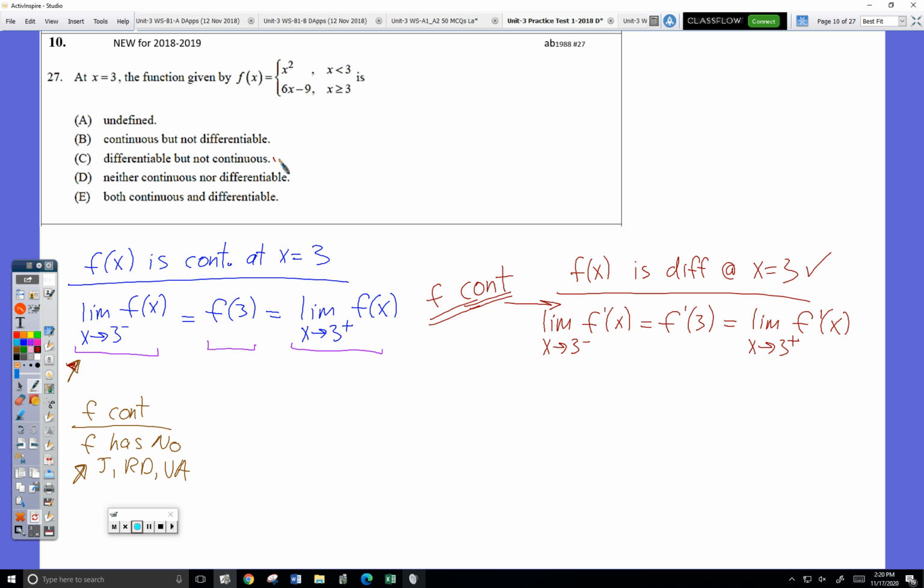So there's no way that a function can be differentiable but not continuous. Can't happen. Okay, now let's go. So are you good to there? Yes. Okay.